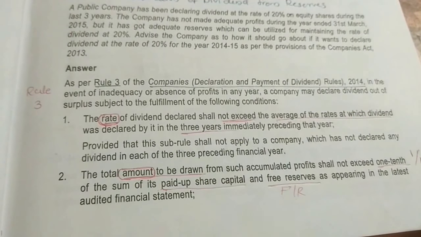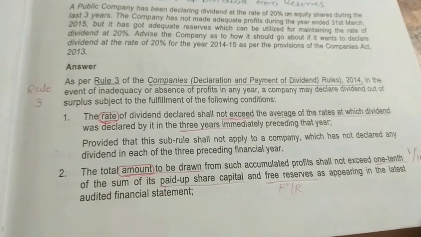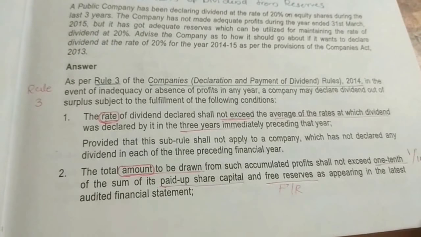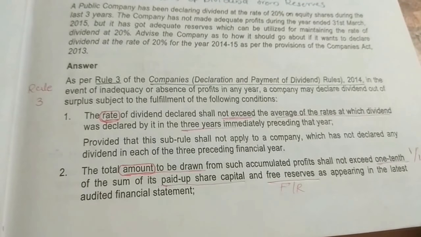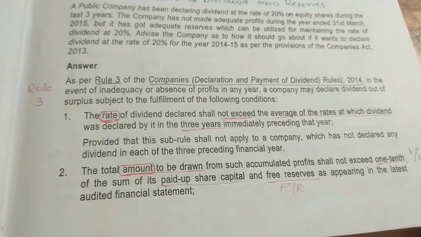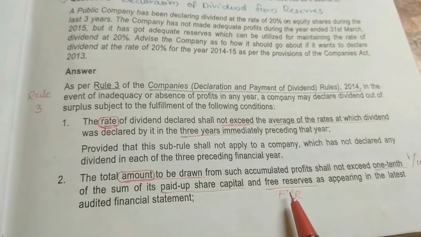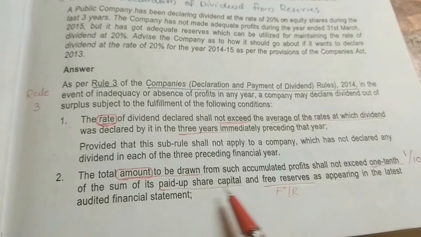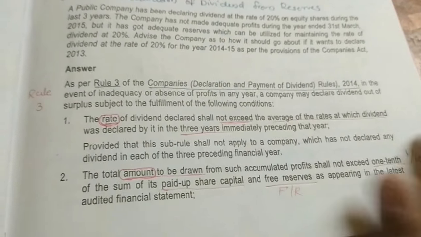The first one is regarding the rate of the dividend. The rate should not exceed the average of the rates of dividend declared in the preceding 3 years. In the second condition, the amount drawn from the reserves shall not exceed 1/10 of the paid up capital and free reserves. That is, we have to look closely that here the requirement is paid up capital plus free reserves.